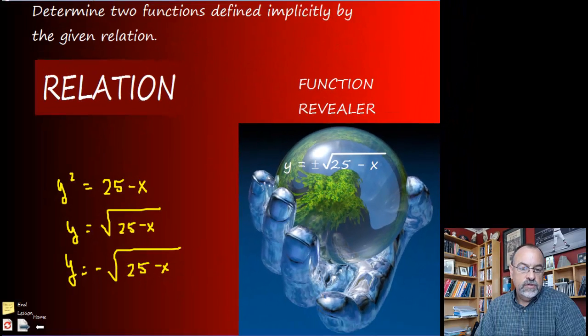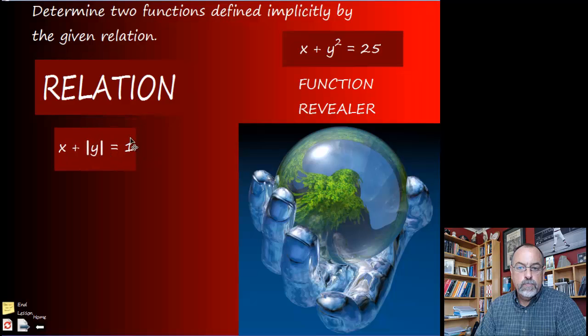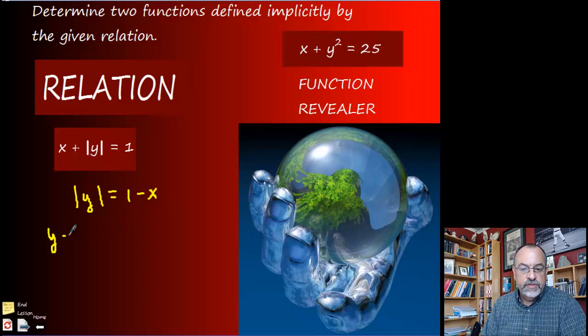All right, let me do one more just to give you a quick idea of how to do these. Here we have an absolute value, and this is a good one to review. We're going to get y by itself. The absolute value of y is equal to 1 minus x. If you don't remember, when we have the absolute value of y, this actually creates two equations. y is equal to 1 minus x, that's one equation. And then y is equal to the opposite of 1 minus x.